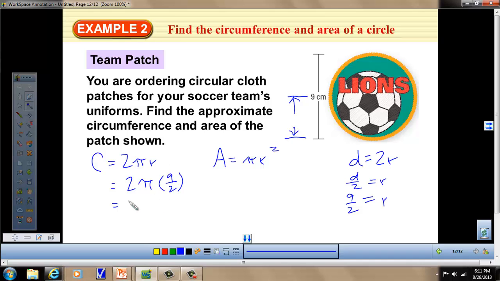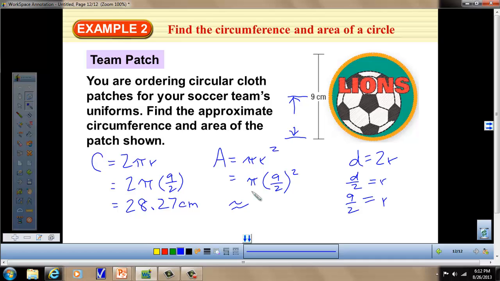we get 28.27. And this would be in regular centimeters. This is just like perimeter. It would be regular units. Area, again, is square units. So here we would have pi times 9 over 2 squared, or again, you can write 4.5. We're going to calculate that.